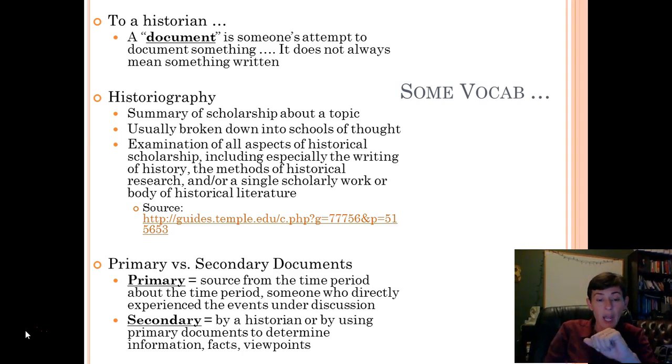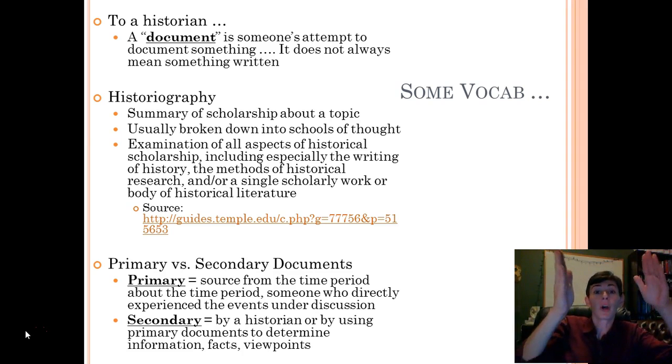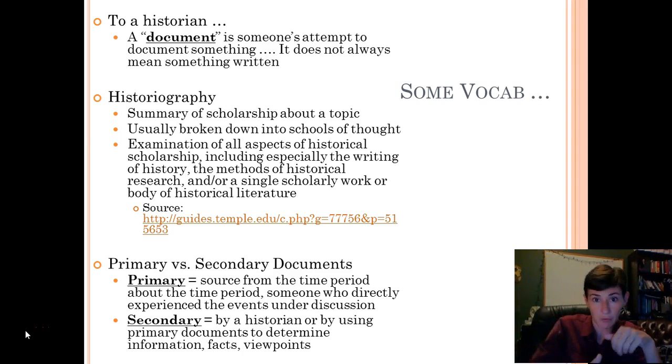This definition I got from Temple University, and it's usually broken down into schools of thought. Like I said, Civil War historiography, and within there would be the pro-slavery, the apologist viewpoint. There would be the revisionist school of thought. You also have an examination of all aspects of historical scholarship, including especially the writing of history, the methods of historical research, and/or a single scholarly work or body of historical literature.